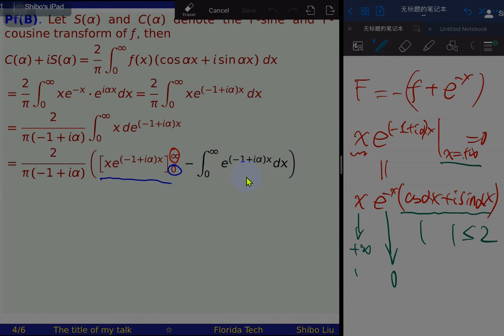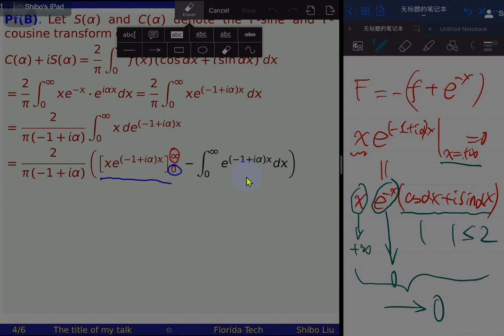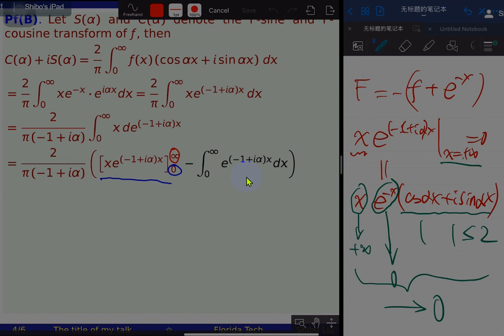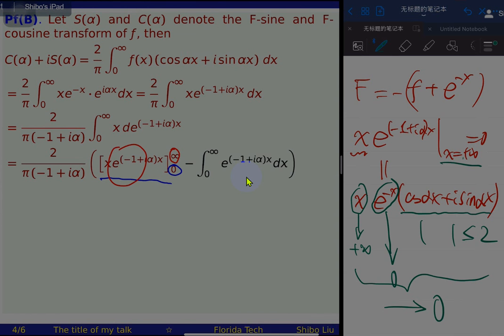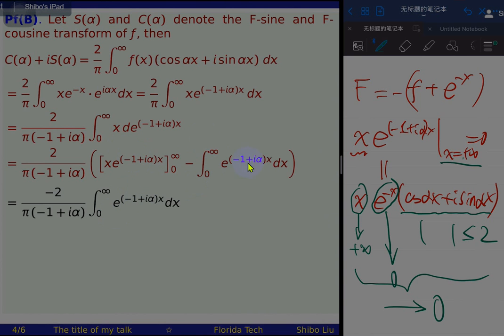But when x goes to positive infinity, the exponential goes to 0. Therefore, the combined term goes to 0, because the exponential term decays to 0 very fast. Therefore, the effect that x goes to positive infinity can be cancelled. So in conclusion, this term is 0. Therefore, we can keep computing. We copy this term here, because the minus sign here comes from the minus sign in front of the integral.